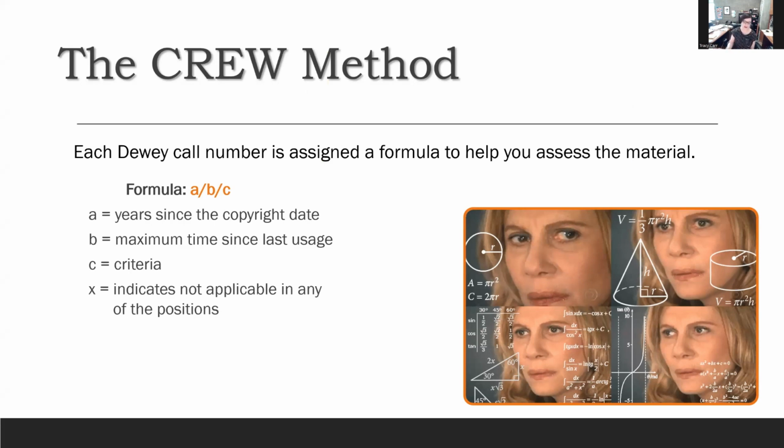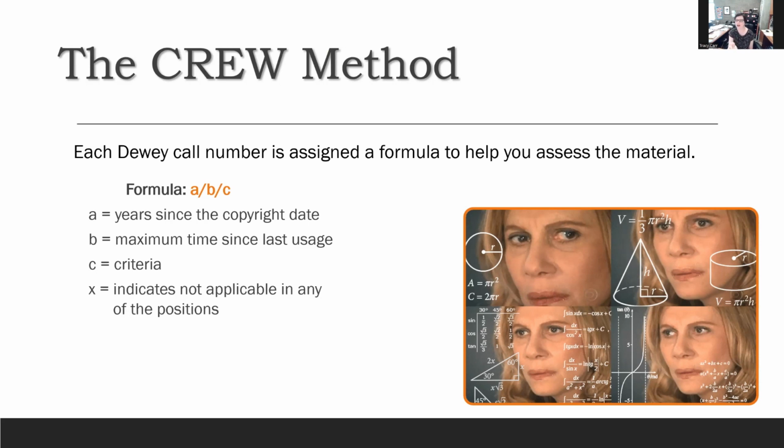It is 3 numbers in a row. And so the first one is how many years since the copyright date. So it might be that if it's 5 in that position, that means maybe for health information, you want to make sure that the health information you have in your library has at least been published in the last 5 years. B is the maximum time since last usage. So that will just tell you how long it can sit on the shelf.